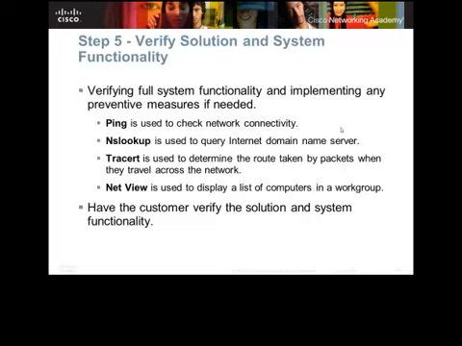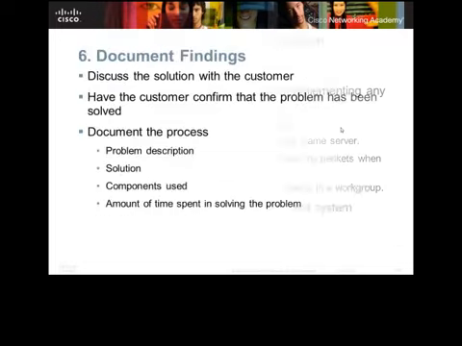NSLOOKUP is to check DNS settings. Traceroute is to trace the route our computer takes to get to a destination across the network. And NetView is used to display a list of computers in the network. Great tools to use to verify solutions and also to do troubleshooting to pinpoint the exact cause of the problem.